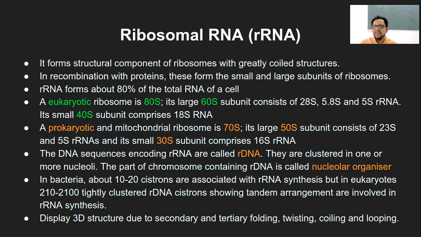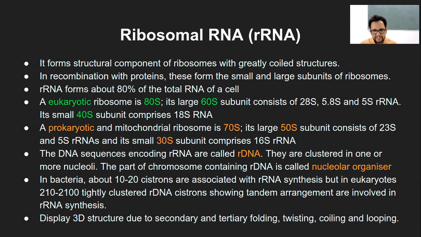Tandem arrangement means they have a specific arrangement of the cistrons in a particular cluster, and that's how they are present. So you can look at the difference between how many genes code for rRNA in prokaryotes compared to how many genes code for rRNA in eukaryotes. The difference is almost, I guess, 100 to 1000 times higher. So that is the difference in rRNA structure in prokaryotes and eukaryotes.